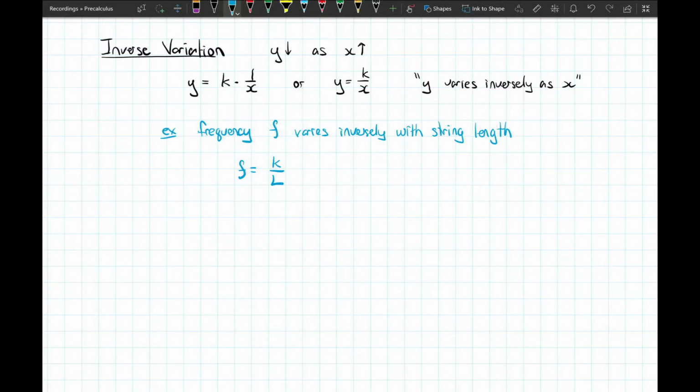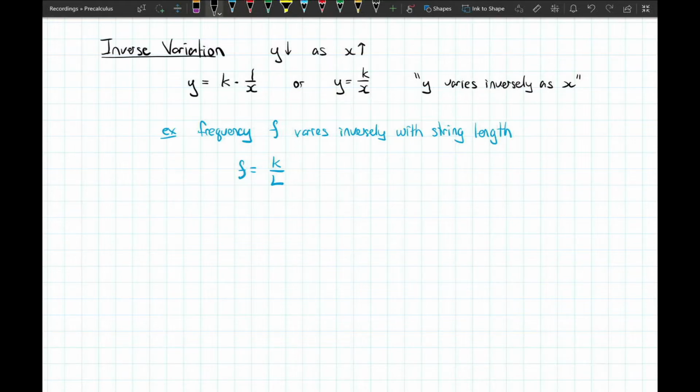We can also decide what the units of k are by looking at the units of frequency and length. Once we know what k is, then we have a complete model, and we can determine a frequency for any given length of a particular string.